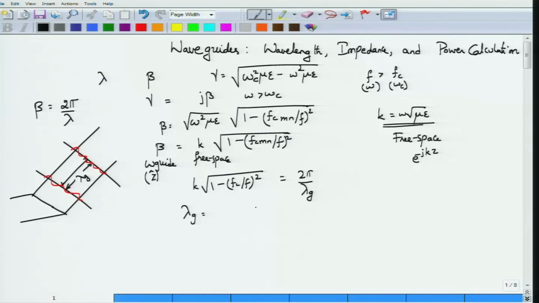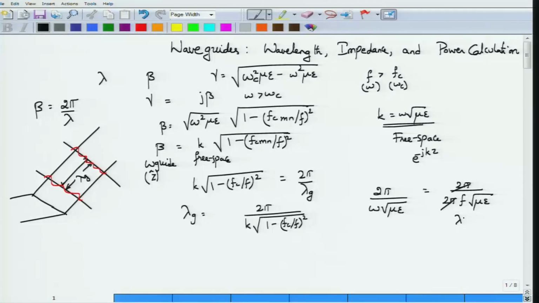which implies that lambda g can be written as 2 pi divided by k square root of 1 minus f c by f whole square. But I also know that 2 pi by k is nothing but 2 pi by omega square root mu epsilon. Omega is nothing but 2 pi f, so it would be 2 pi f times square root of mu epsilon, 2 pi goes away, and 1 by square root of mu epsilon divided by f is nothing but the wavelength in free space itself.